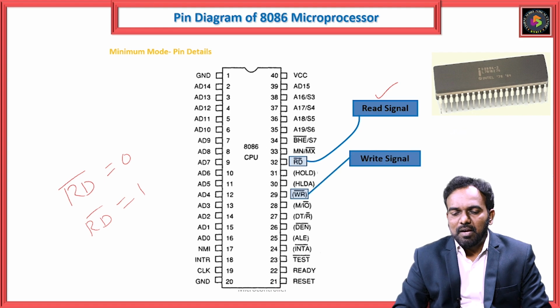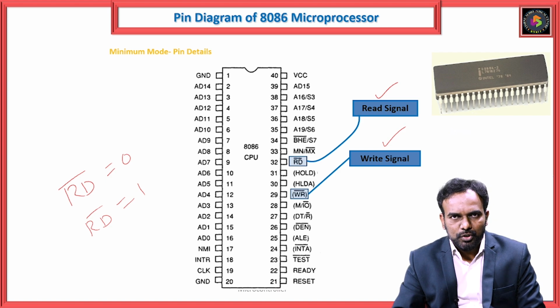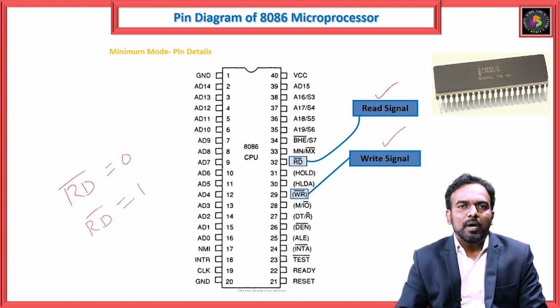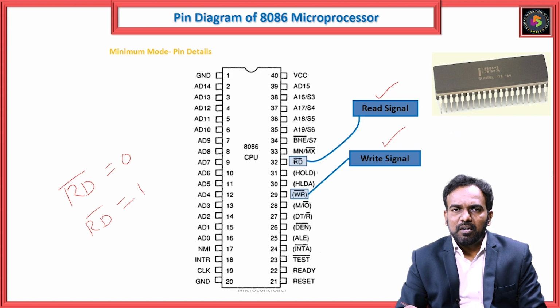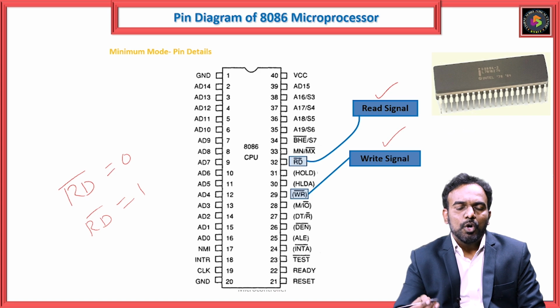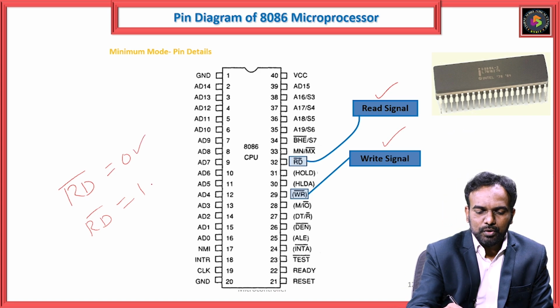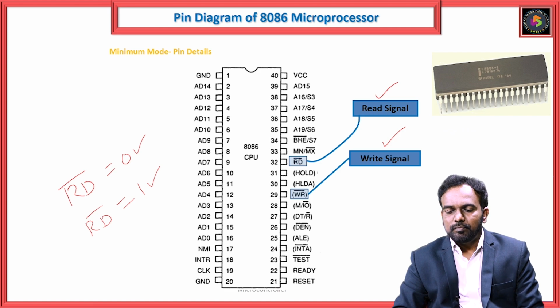Similarly, one more pin is available, the 29th pin. This is for the writing operation. If we make the WR bar pin equal to 0, we can enable the writing operation. For disabling, we make WR bar equal to 1. In that way, for active low pins, for enabling we have to give 0, and for disabling we have to give 1.